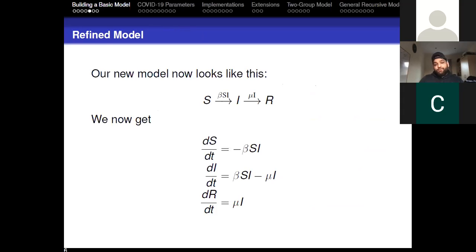So this is what our new model will now look like. We have this new term, this mu I term, which goes from the infected category to the recovered category. This mu I term is the rate of change of the recovered category. And we can see that the second equation there has also changed to capture both the movement from the S to the I and the I to the R category.